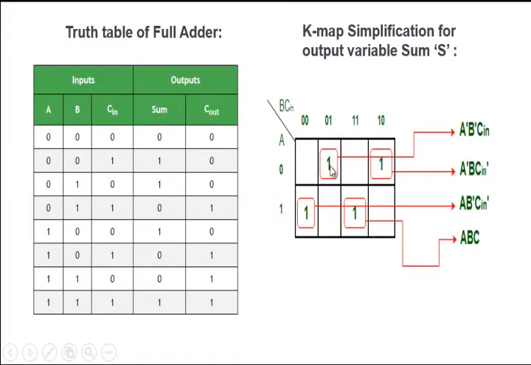So these all 4, according to the Karnaugh map rules, make these equations: A bar, B bar, C in, because here A is 0, B is 0 and C in is 1. Those 0s are taken as bar. Then here, A is 0 means A bar, B is 1, and C in bar: so A bar, B, C in bar. Then here A is 1, so A, then both are 0 means B bar, C in: A, B bar, C in. Here all 3 are 1, so we take A, B, C in.